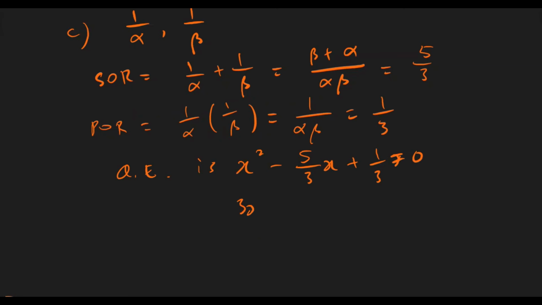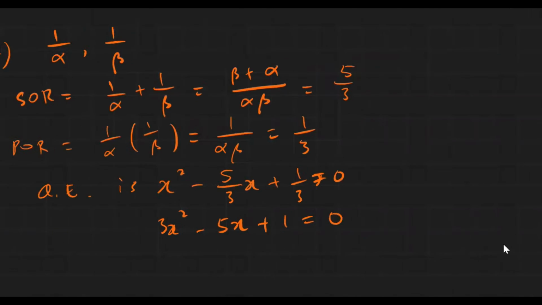So I don't like to see a fraction. I'm just going to multiply every term with the denominator. In this case, it is 3. Alright, one more last question.